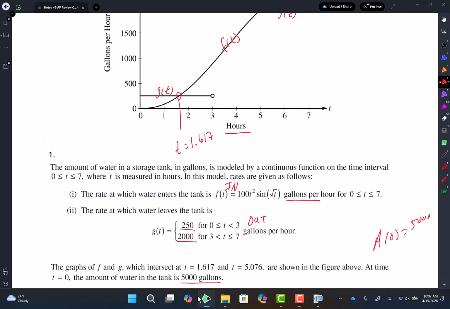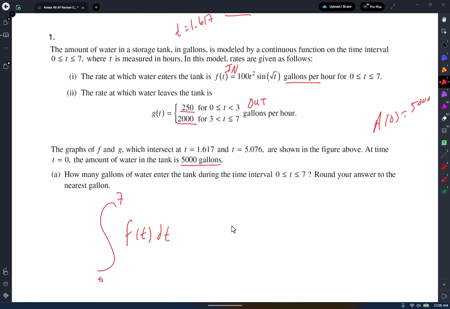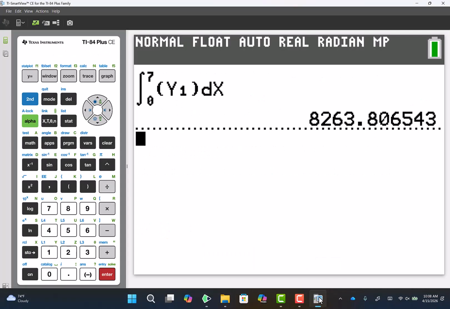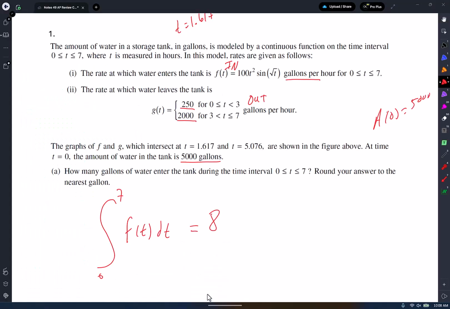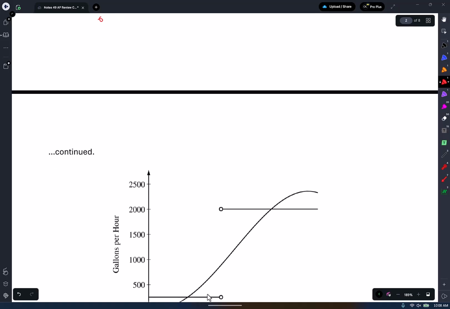8263. Did it tell me to round? Round your answer to the nearest gallon. So I'm going to say 8,264. I'm going to put units. If there's units, put units: gallons. That was a rate, gallons per hour. dt is in hours. So gallons per hour times hours is gallons. Are we okay with that? Perfect. Nothing crazy so far. Everything seems okay.